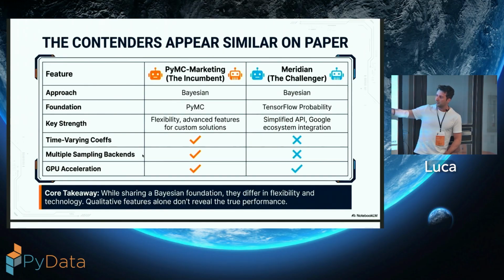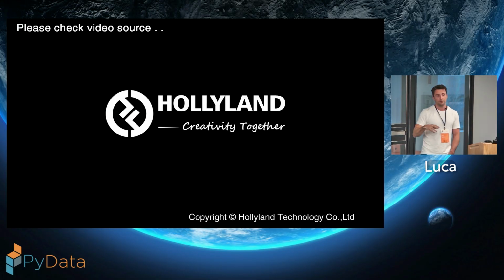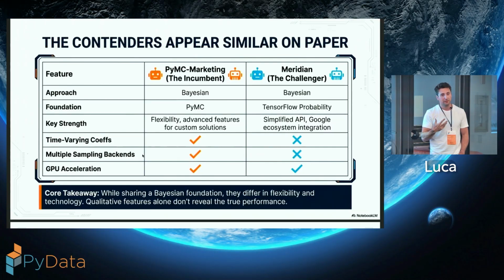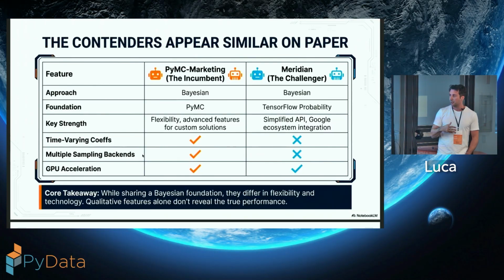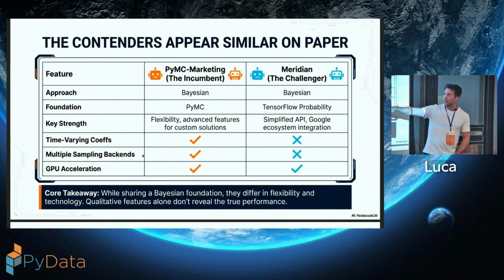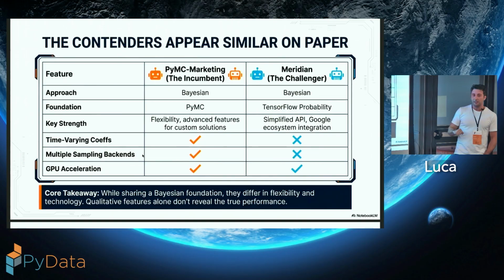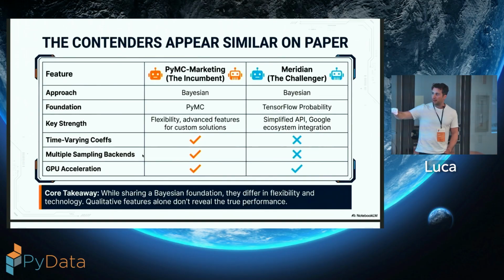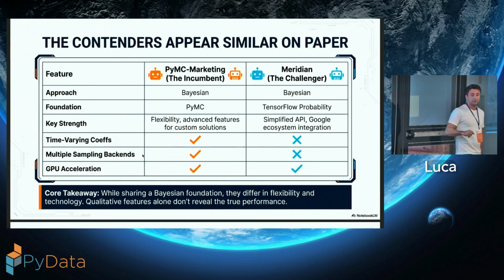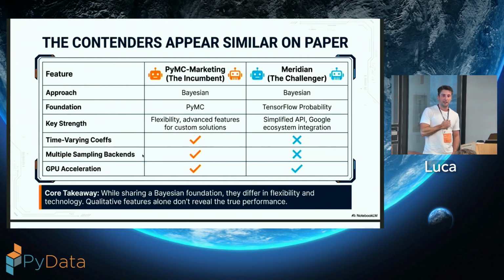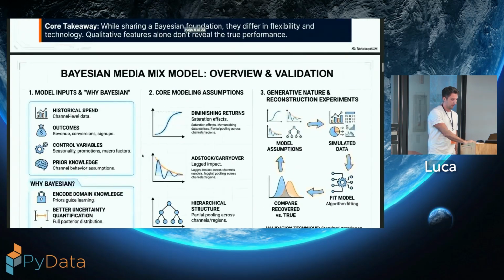And the other one is that PyMC Marketing has multiple sampling backends. The process of fitting a Bayesian model is called sampling. You use an algorithm called HMC, Hamiltonian Monte Carlo. You can have multiple backends with PyMC Marketing that are optimized for specific instances of numerical computations, while Meridian uses TensorFlow Probability, which is a framework that comes with the library TensorFlow, which used to be a library for deep learning put out by Google.